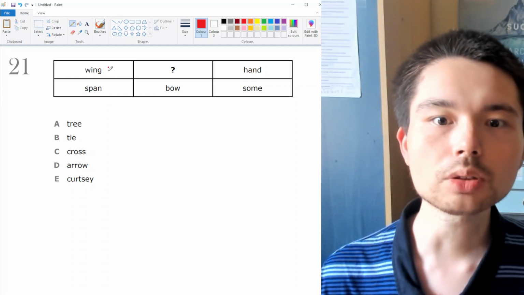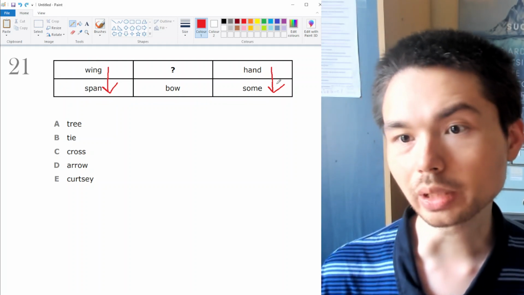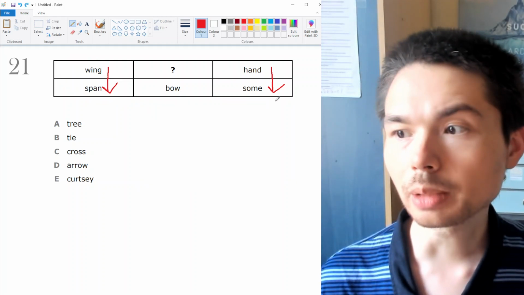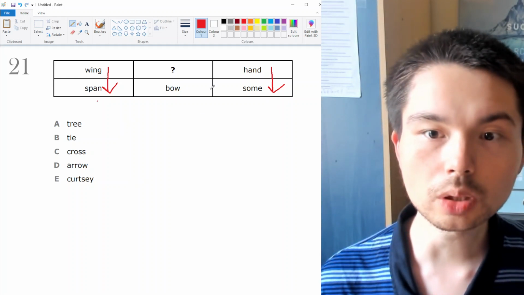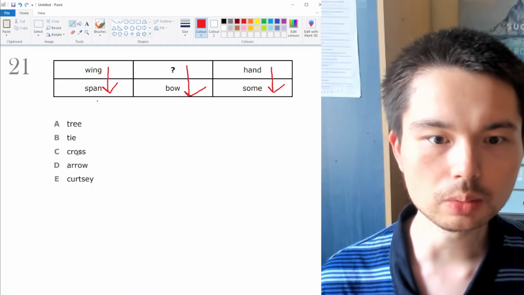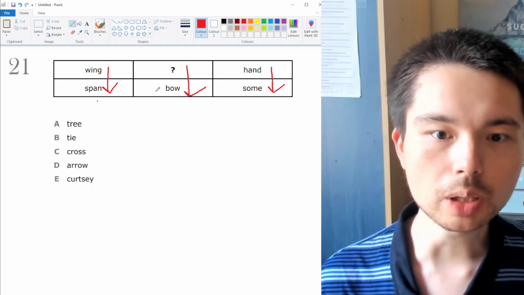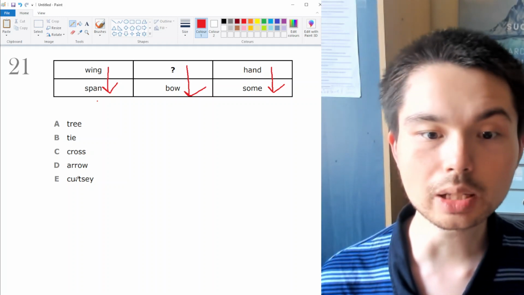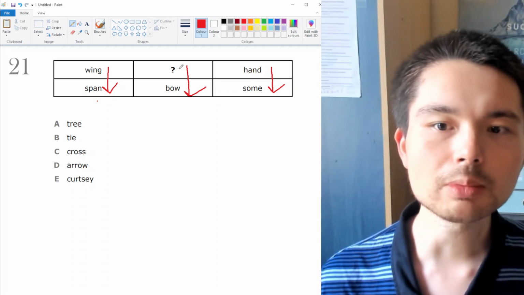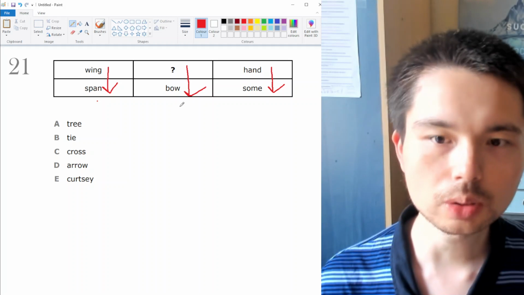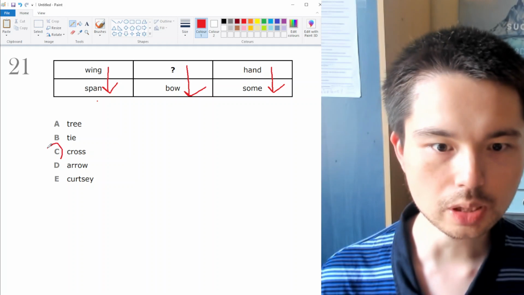Question 21. Let's look at the words. Wingspan, handsome. Well, that one might have tricked you a little bit, but if you just look at handsome, you quickly say it. Handsome describing a man who might be good looking. Wingspan. It's just one word. So these are compound words. So what bow? What type of bow? Tree bow? No. Tie bow? No. Crossbow? Yes. Arrow bow? No. Curtsy bow? No. They put curtsy there because that's when you bow down to show respect towards someone. Curtsy is a type of bow, but no, these are just compound words. Crossbow is the answer. Good.